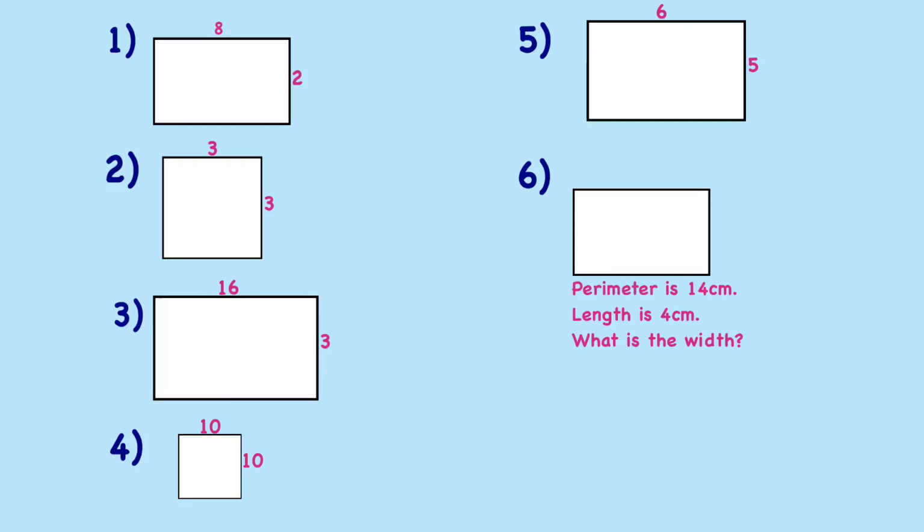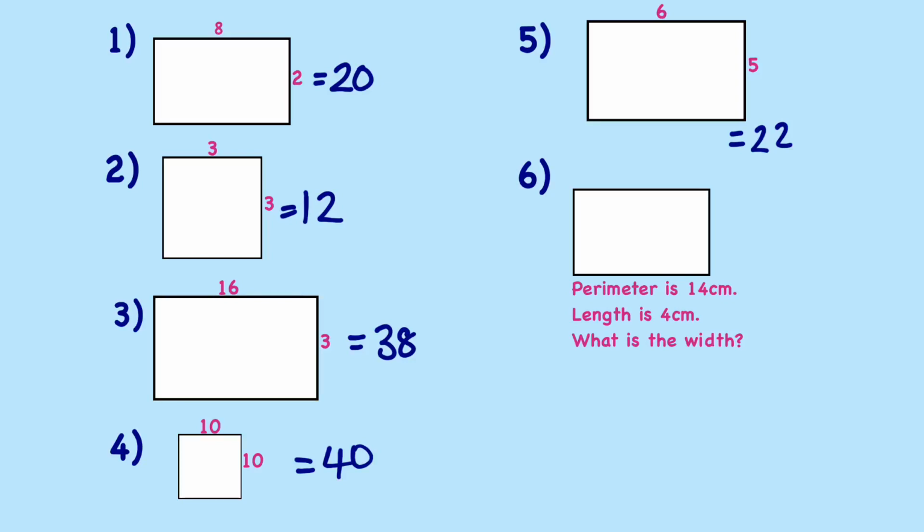How did you do? Let's go through the answers. So the perimeter of shape number 1 was 20. The perimeter of shape number 2 was 3 plus 3 plus 3 plus 3. That makes 12. The perimeter of shape number 3 is 38. The perimeter of shape number 4 is 40. The perimeter of shape number 5 is 22. Now, question number 6 is a little trickier, so let's have a look.